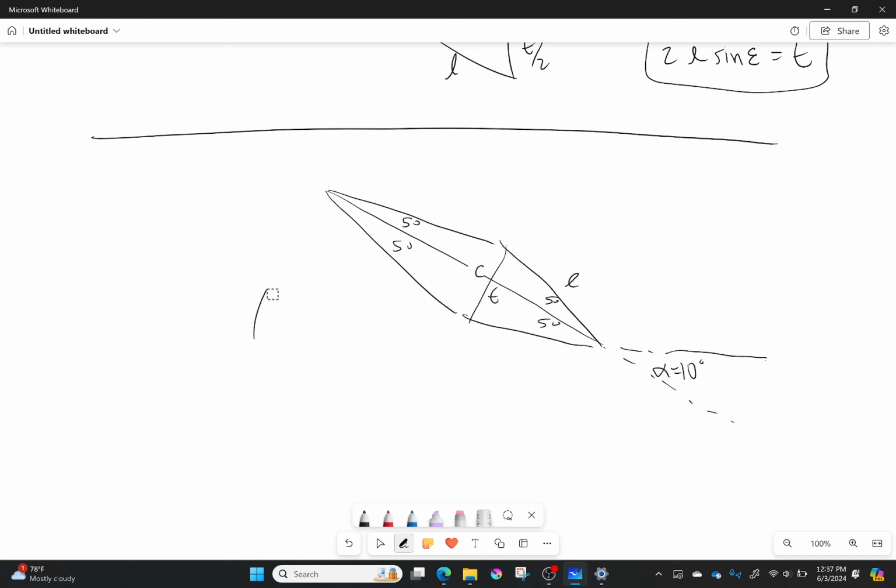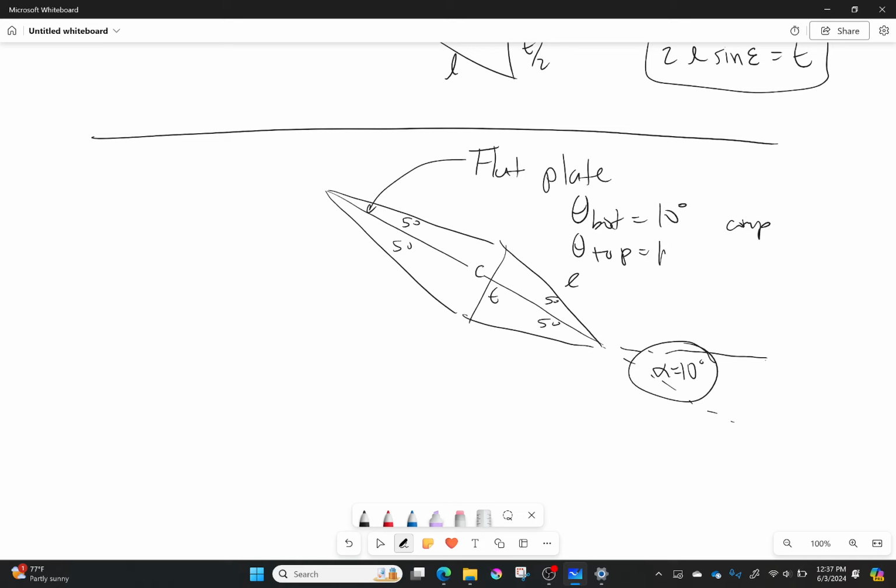So let's look at this right here. First off, angle of attack is equal to 10 degrees. Just if this was a flat plate right here, look at that chord line. My deflection for the bottom would be equal to 10 degrees, but that's compression. And my deflection for the top would also be equal to 10 degrees, but that would be expansion. So if it was a flat plate, I would have just an expansion fan on the top and just a shock wave on the bottom.